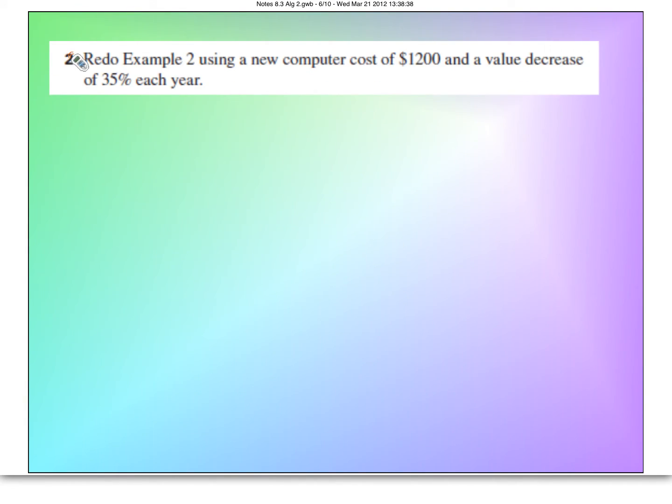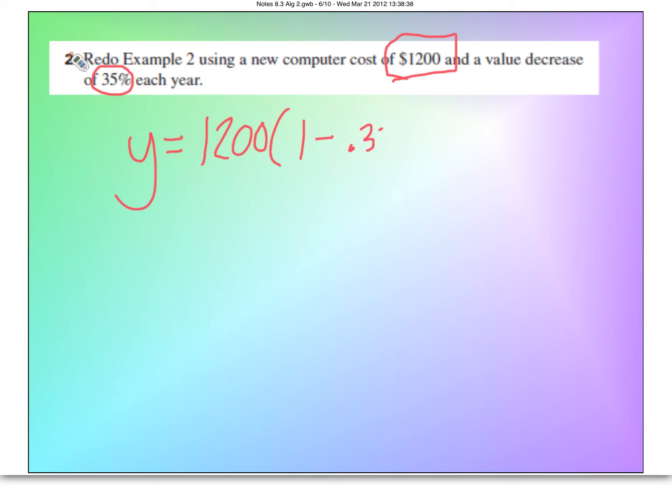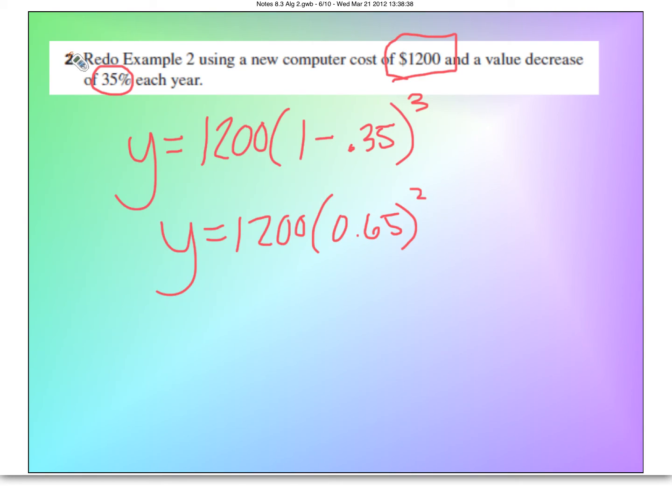Okay, the second part of this, they're changing it up a bit. This time we have a new computer that costs $1,200, so it's a little bit less, but its rate of decay is also a little bit less. So let's see what the value of this computer would be after 3 years. Our ending amount, we don't know. The starting is $1,200, times 1 minus 0.35. Let's go ahead and put the 3 years in there right now. I'll show you the simplification: 1 minus 0.35 is 0.65 to the third power.